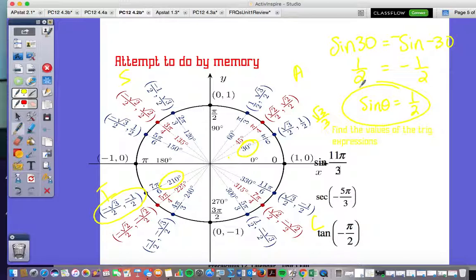All right, let me try this again. Someone other than Rose. Nicely done, my man. What if I said, where's cosine of theta equal to 1? Zaria, let's go. 0. Nicely done. Good, good. You see that? It's just the opposite. It's just the opposite.